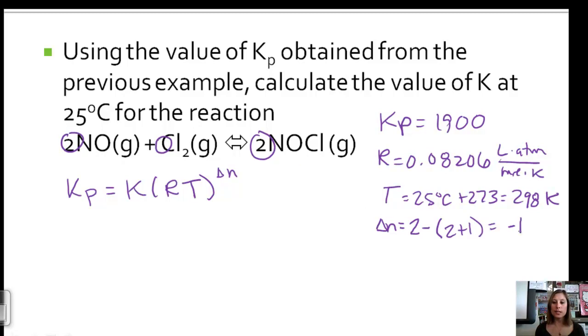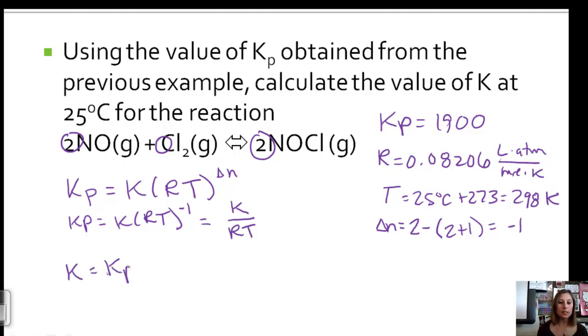And so that gives us a negative 1 for our delta n. So what that means is that Kp equals K times RT to the negative 1. Well, anything to the negative 1 is on the bottom of a fraction, so we can also write this as K over RT. And if I'm solving for K, then K equals Kp times RT.